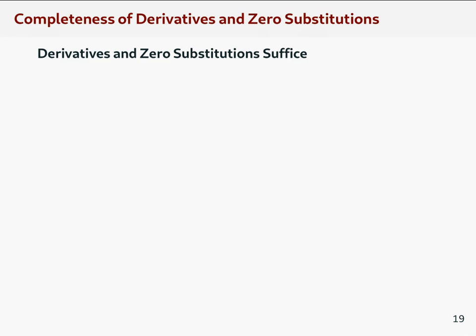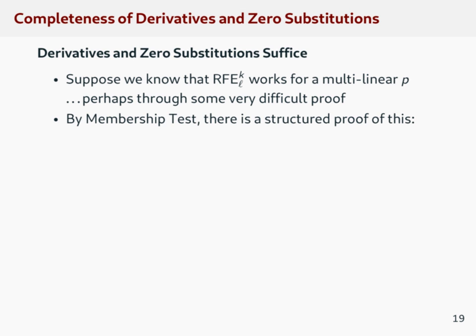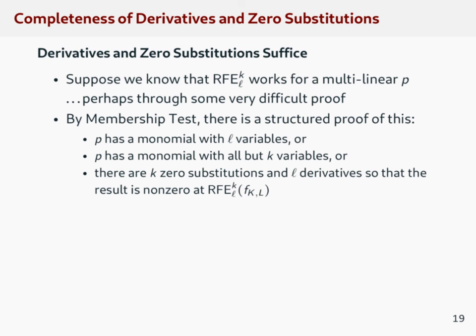In particular, we could suppose that we know that RFE-KL works for some multilinear polynomial P, and perhaps it's through some very difficult complex means. The membership test says that in fact there has to be a structured way of proving this, namely either P has a monomial with few variables in it, or a monomial with all but few variables, or there are K0 substitutions and L derivatives, so that when you apply those to P, the result is non-zero at this very specific point.